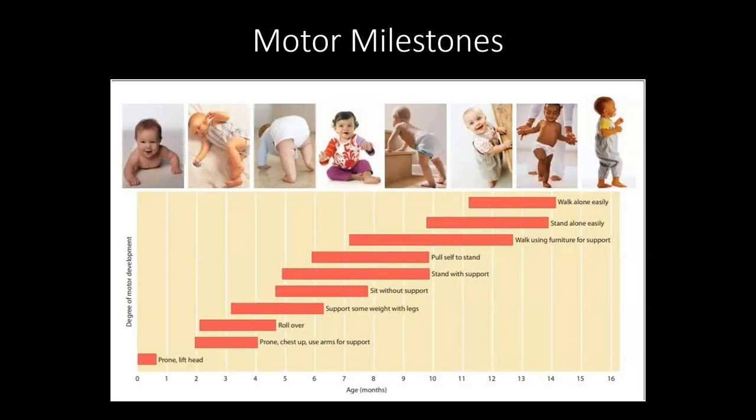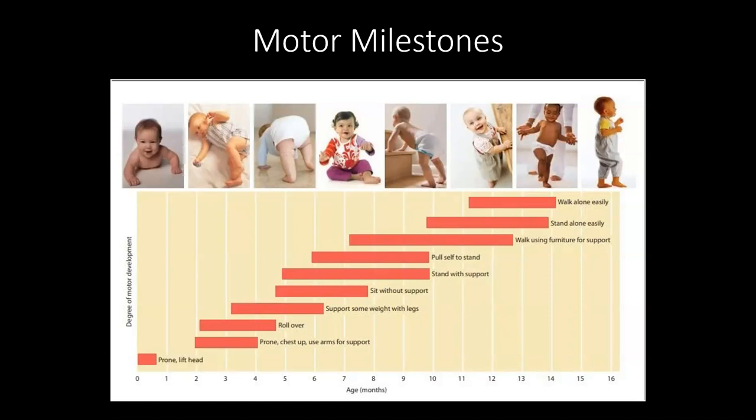From 2 to 4 months, you have babies being able to push their chest up and use their arm for support. By the time they hit 4.5, 5 months, they should show signs of being able to roll over. Some babies do that earlier than others. Between about 3 and 6.5 months, you should be able to see the baby being able to support weight on its legs.